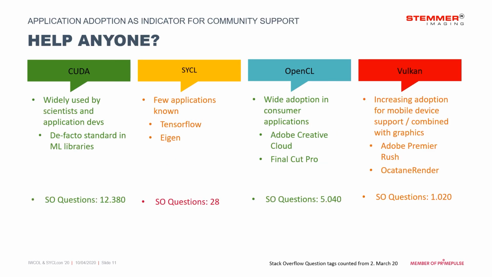Another metric I'd like to apply is the community support. And to measure community support, I tried to consider application adoption and Stack Overflow questions. So the application adoption tells us a little bit about how many developers there are that actually use those APIs, and therefore how many developers have proficiency and might be able to answer your questions online.